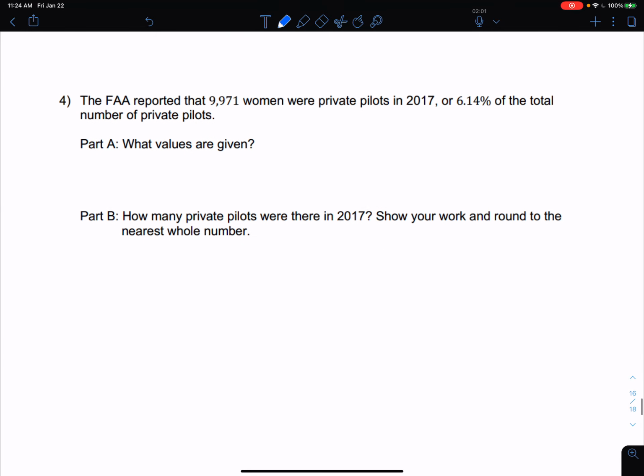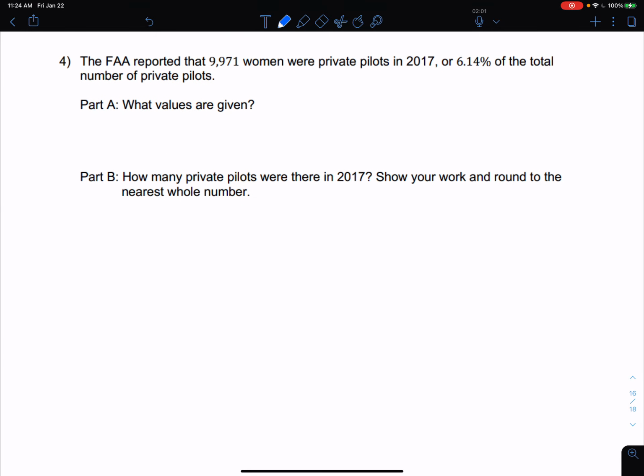Let's look at another word problem. It says the FAA reported that 9,971 women were private pilots in 2017, or 6.14% of the total number of private pilots. So for part A, they're asking us what values are given. So if we think about that equation, remember it's part equals the percent times the whole. So we need to figure out what two of those three did they give us.